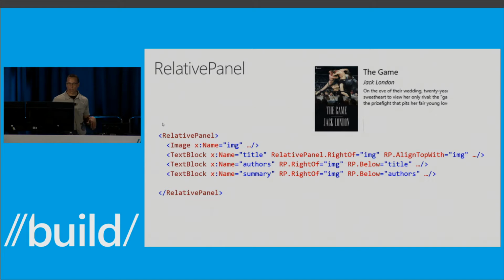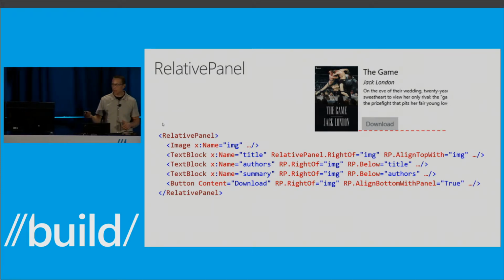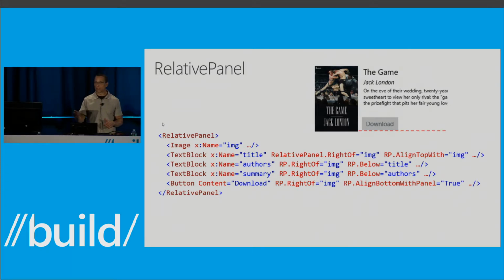Same thing with summary, right of the image, but below the authors. And then the last one, the button, is to the right of the image, but aligned with, I could do it with the bottom of the panel or to the right of the image. So really a more complex layout, but easier to do with RelativePanel.